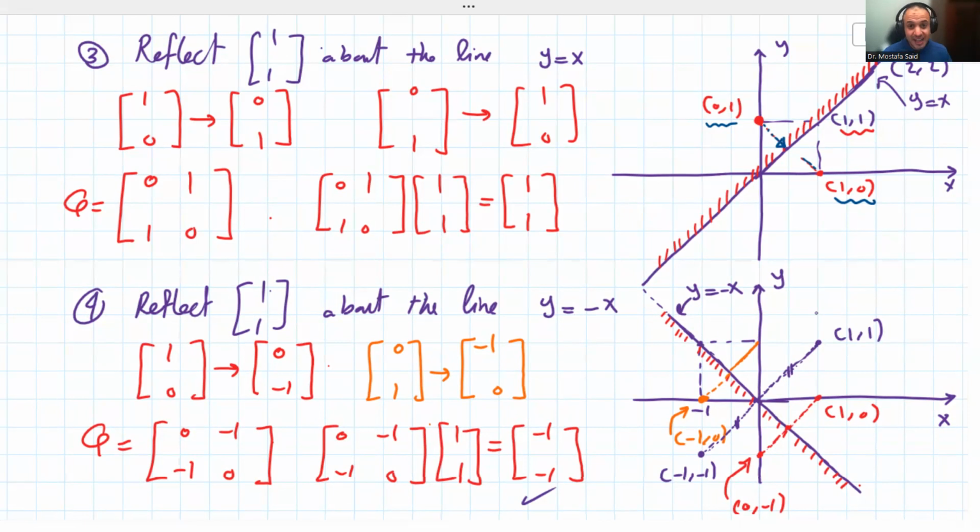In the next video, after this video, I'm going to record another video showing you the reflection for the general case around any line, y equal to mx, whatever the line is. Once we have the general formula, we're going to apply it to the corner cases here, and we should of course get the same reflection matrices that we got here before.